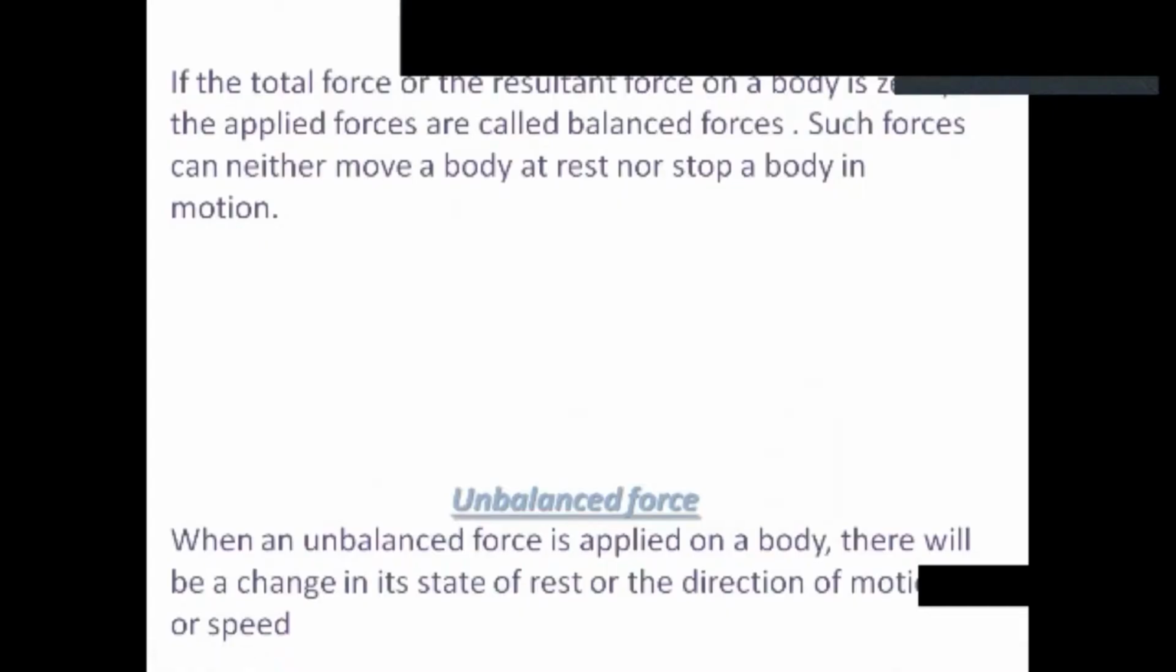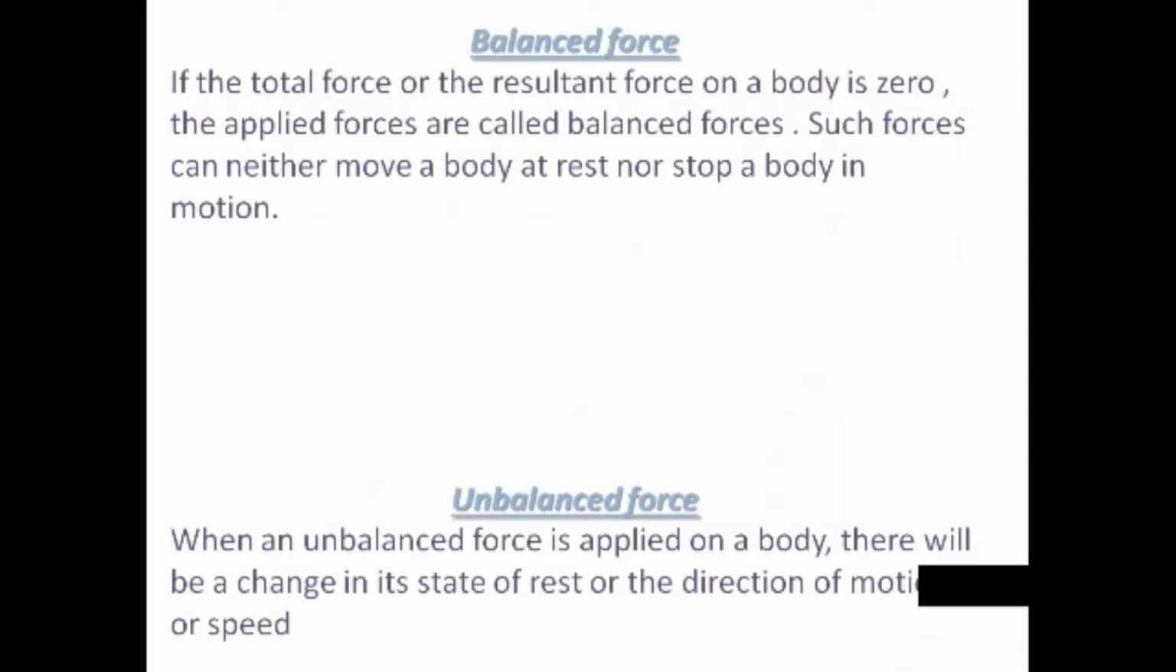Balanced force. If the resultant force on a body is 0, the applied forces are called balanced forces. Such forces can neither move a body at rest nor stop a body in motion. That is, in balanced force, the total or resultant force acting on a body is 0 because equal amounts of force act in opposite directions. So the opposite direction makes the resultant force come to 0. These types of applied forces are known as balanced forces.